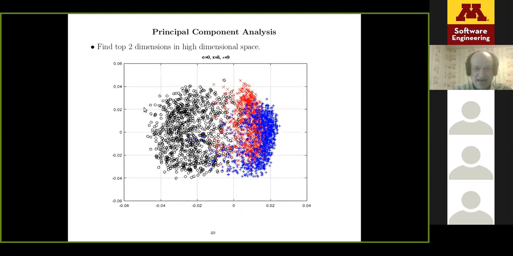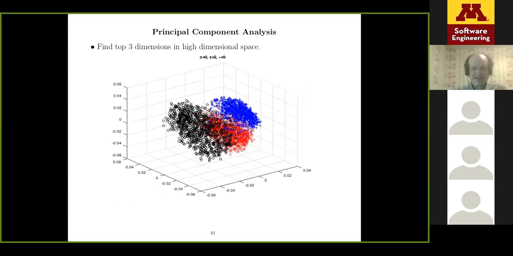So if you do that in 2 dimensions, you see this. Black is 0, red is 8, and blue is 9. And you can see that, in fact, they're separated in these 2 dimensions. You can see the zeros are actually somewhat separate from the 8s and the 9s, and they're sort of bunched together. And if you do 3 dimensions, it's even more so.